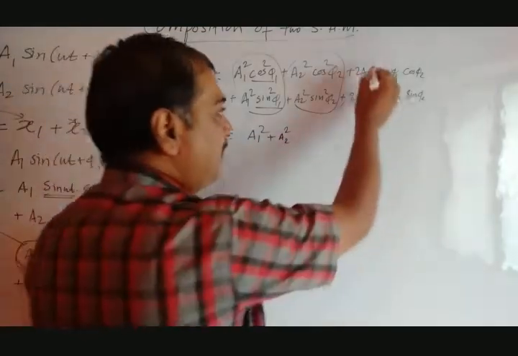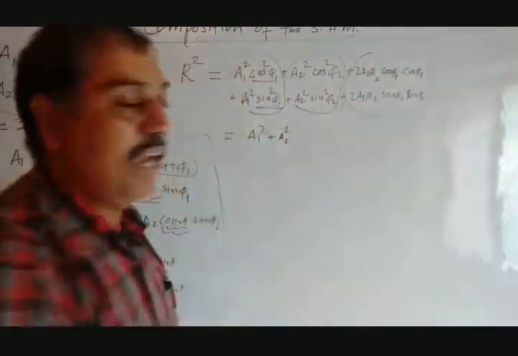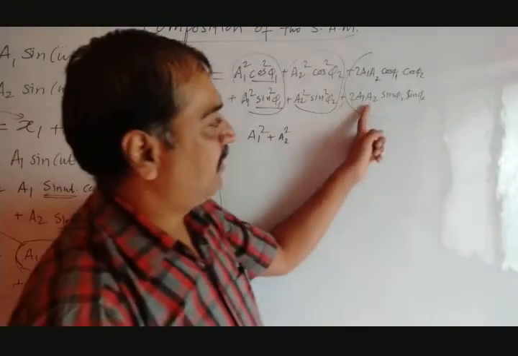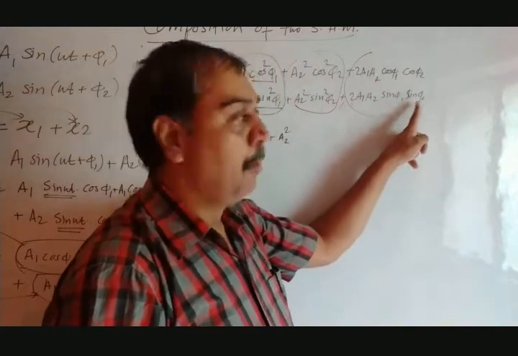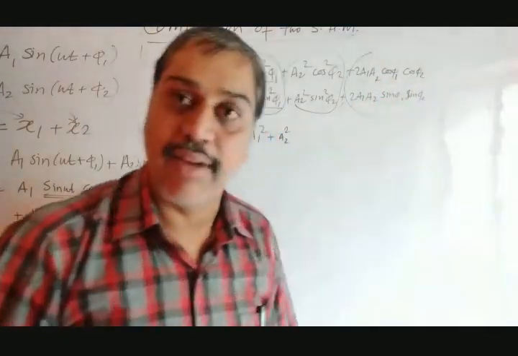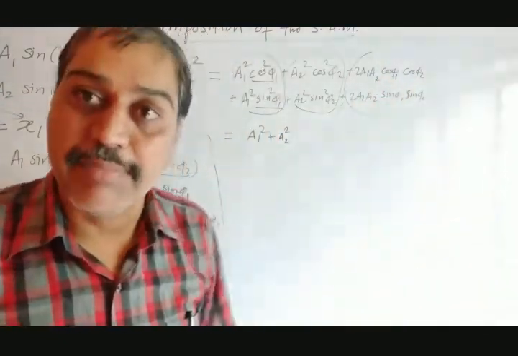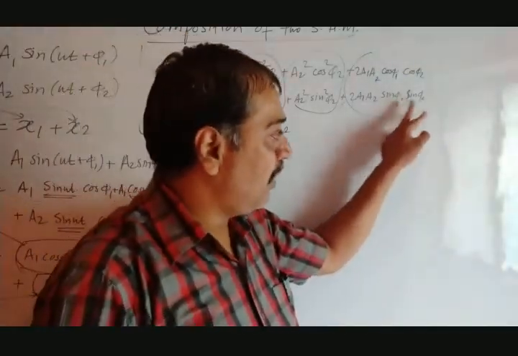Plus the remaining term is this. Twice A1 A2, if we take common, it is sin of phi 1 into sin of phi 2 plus cos of phi 1 into cos of phi 2. That is cos(A minus B). In our case, A is phi 1, B is phi 2.